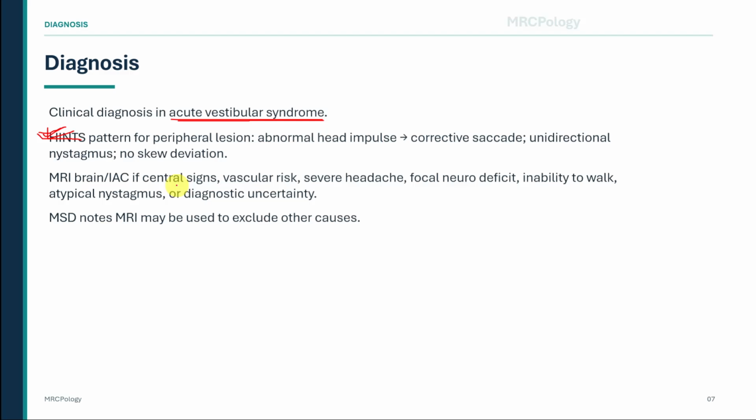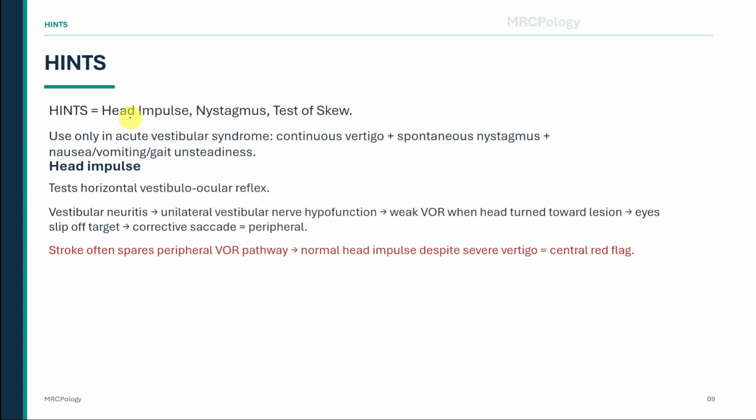Used in the right context by someone trained to perform it, HINTS helps separate peripheral vestibular neuritis from central causes, especially posterior circulation stroke. Start with head impulse. This tests the horizontal vestibulo-ocular reflex. Ask the patient to fix their gaze on a target, usually your nose. Then rapidly turn the head a small amount to one side. In vestibular neuritis, when the head is turned towards the affected side, the weak vestibular apparatus cannot keep the eyes locked on target. The eyes slip off the target, and then a corrective saccade brings them back. That corrective saccade is an abnormal head impulse, and in this context, it supports a peripheral lesion.